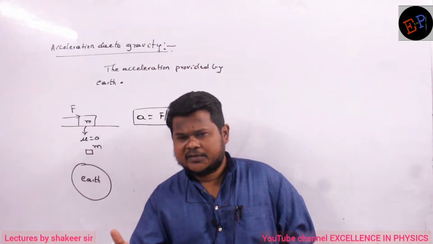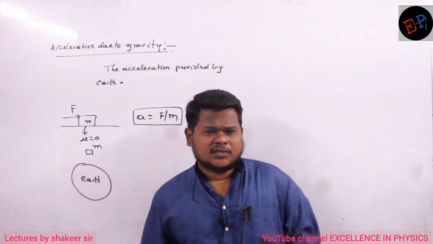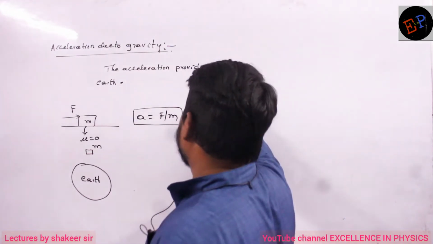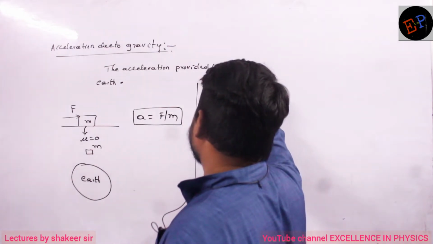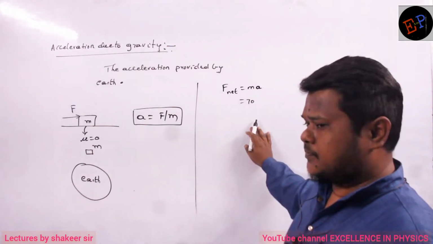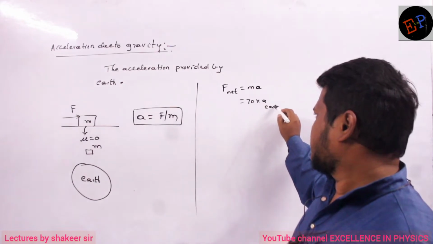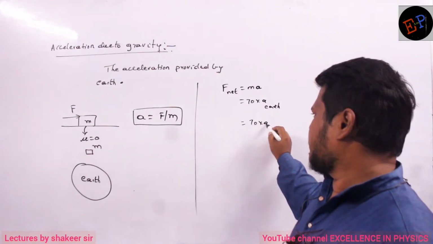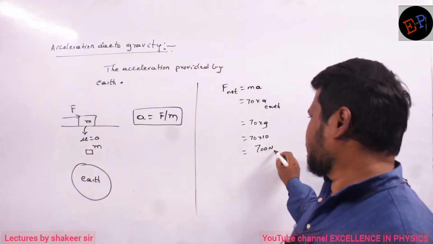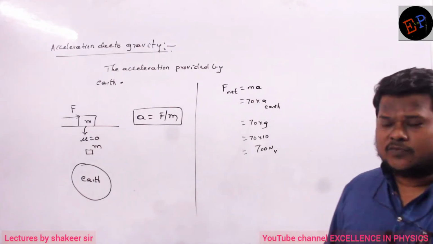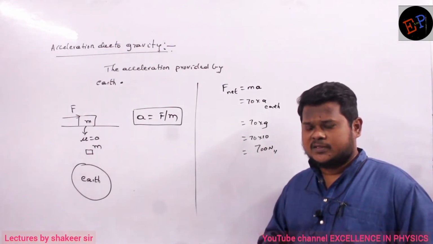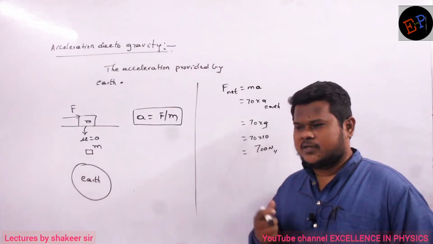And what is meant by weight? Weight is nothing but the force with which Earth is pulling my body. For example, if I take my body itself, I can write the net force acting on my body is mass into acceleration. This is the equation of net force. My mass is 70 kg and the acceleration due to Earth is how much? It can be written as the g value, approximately 9.8, or you can say 10. So my weight is 700 newton. This is how we calculate. So what is meant by 700 newton or weight of the body? Weight is nothing but the force with which Earth is pulling my body. That is called the weight of a body.